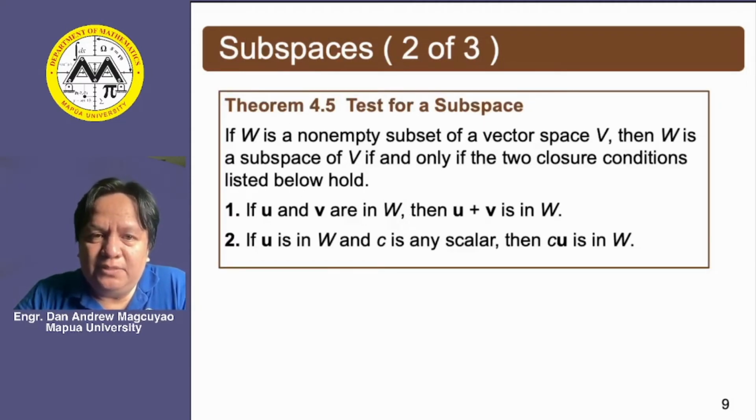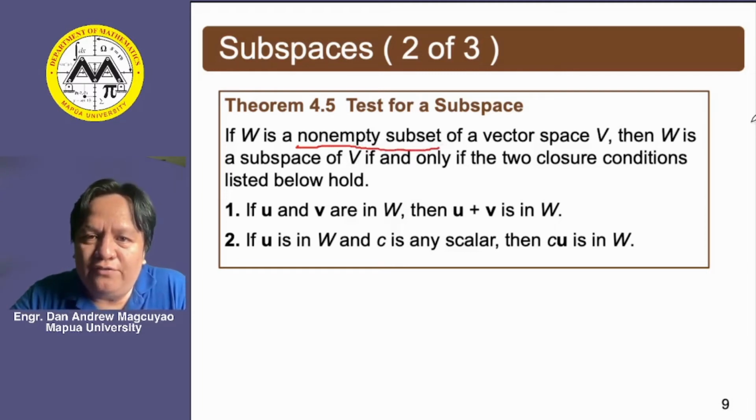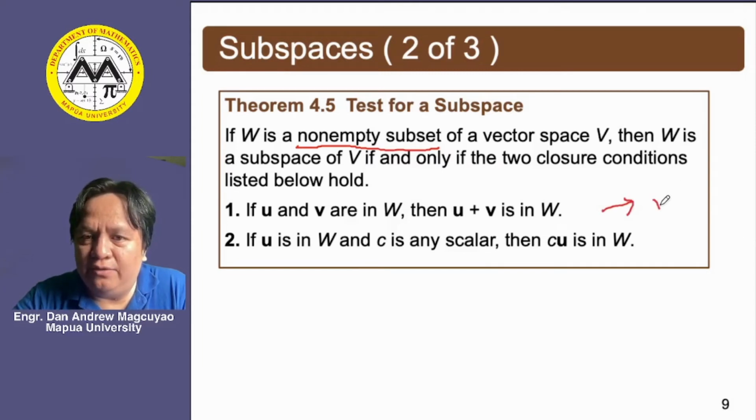So for the test of subspaces, if W is a non-empty subset, so first we check that it is a non-empty subset of a vector space V, then W is a subspace of V if and only if the two closure conditions listed below hold. First, if u and v are in W, then u + v is in W. If u is in W and c is any scalar, then cu is in W. So this is closure under vector addition, and this is closure under scalar multiplication.